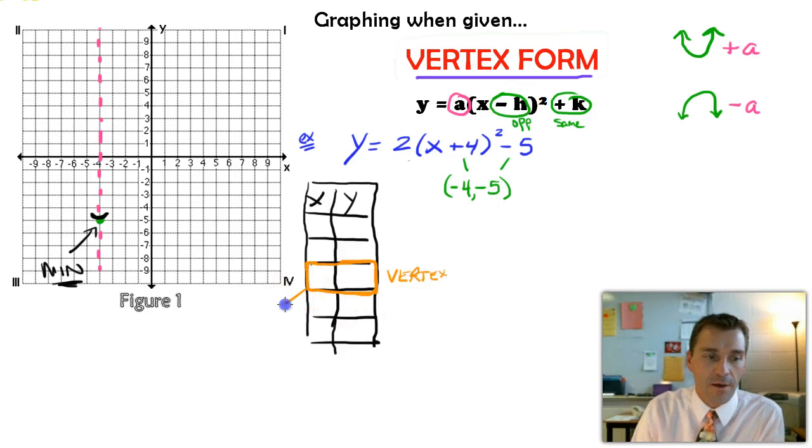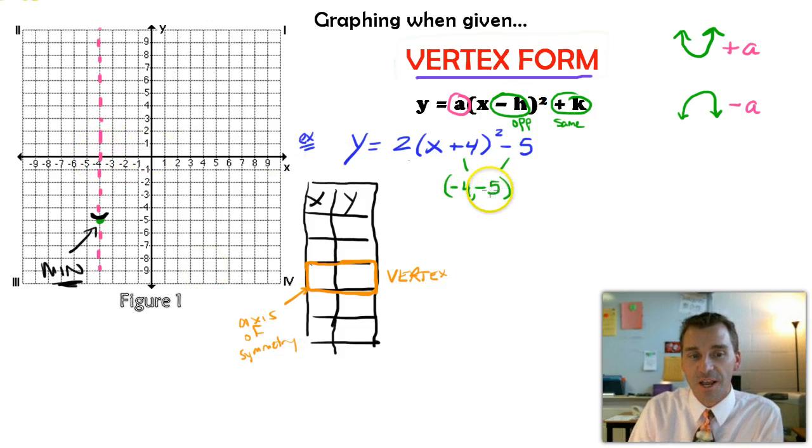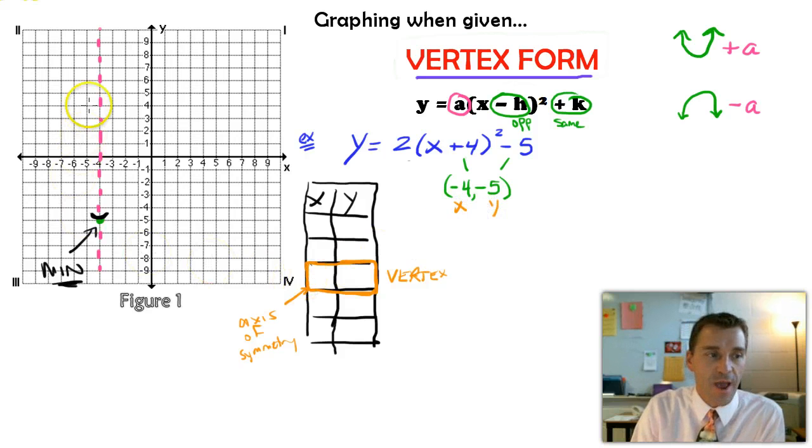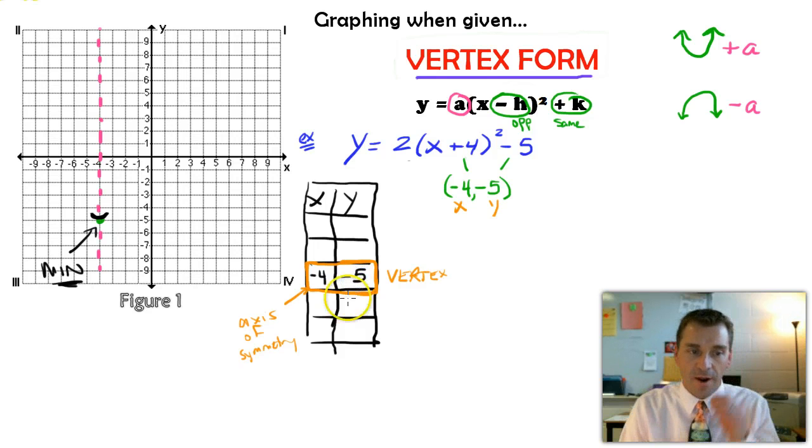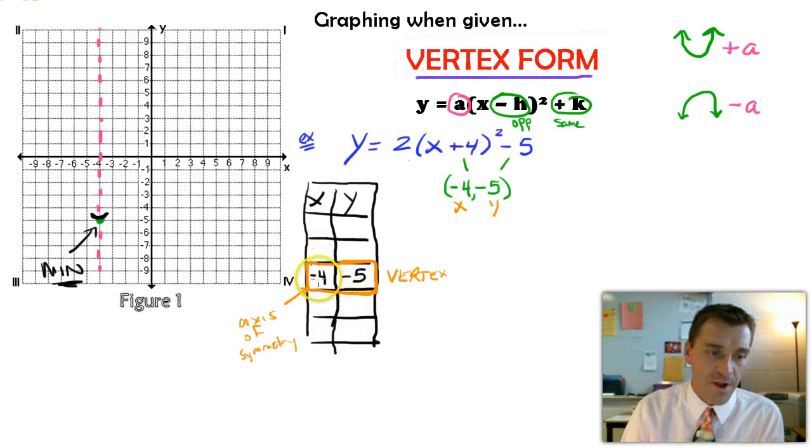Always. By the way, this x coordinate is going to be where the axis of symmetry intersects the x-axis. So you know your vertex is -4, -5. That's the x coordinate. That's the y coordinate. This is my axis of symmetry. It goes right through -4. So I'm going to start populating this table of values so I know what my graph's going to look like, where -4 is my x and -5 is my y.